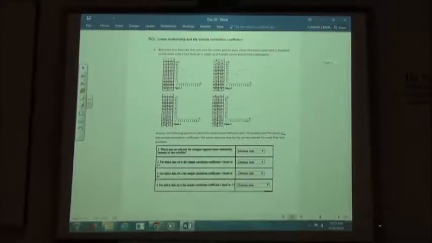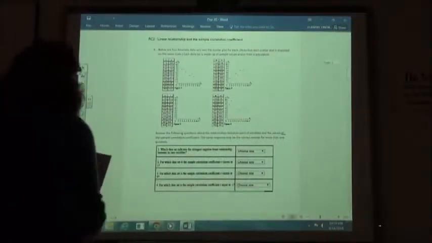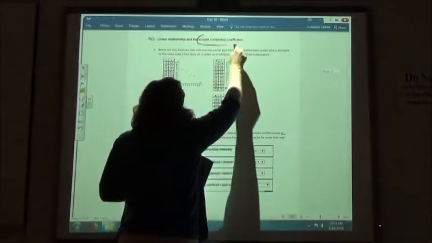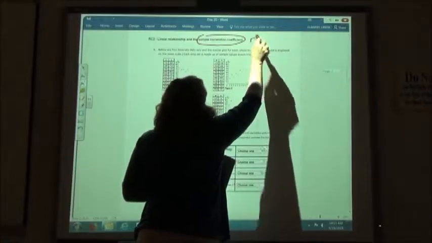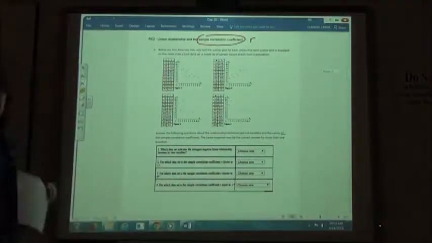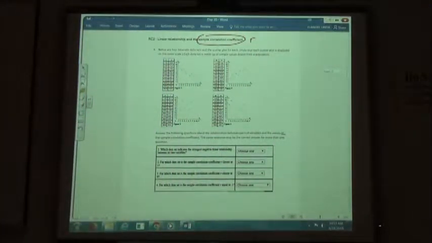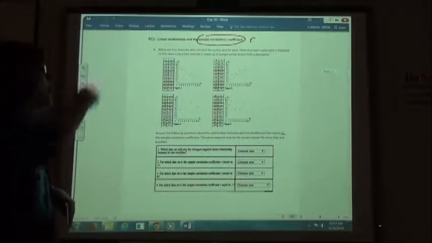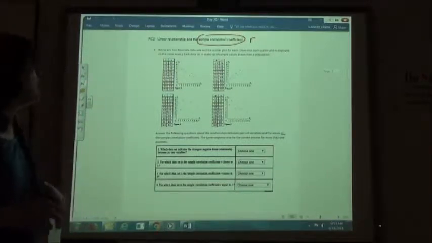4, 5, and 6, now we're doing the linear relationship and the sample correlation coefficient. The sample correlation coefficient is called R. It gives you a value, and if the value is 1, then my line would be exactly straight. If it's positive 1, my line would be going up. If it's negative 1, it's going down.